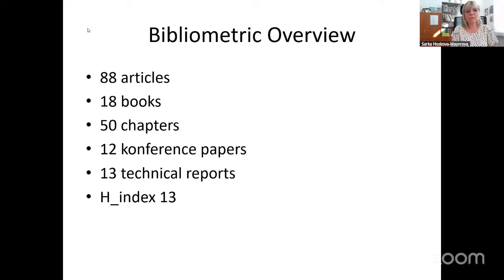Some words about his bibliometric overview. I checked ResearchGate, and you can see that he was really very active, and I am sure that conference papers were not only 12, but many more. But on ResearchGate, you can find these 12 from maybe the highest or biggest conferences around the world.